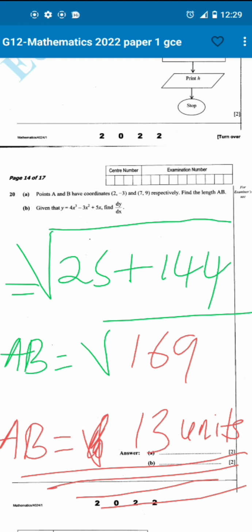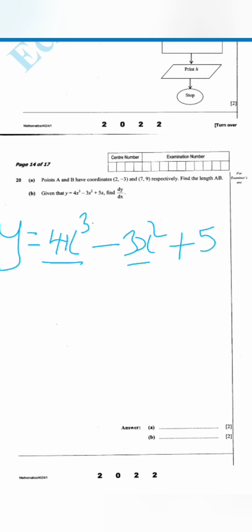Now we are going to go to question B. So I'll write the question, which is: given that y is equal to 4x to the power 3, this is the first term, that's why I'm underlining it, minus 3x squared, this is your second term, plus 5x, this is your third term. Now they're saying find dy/dx.